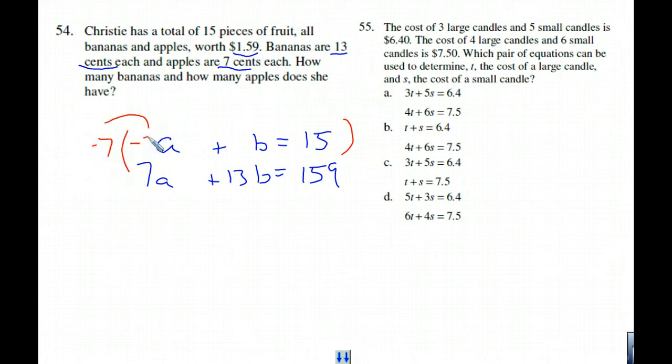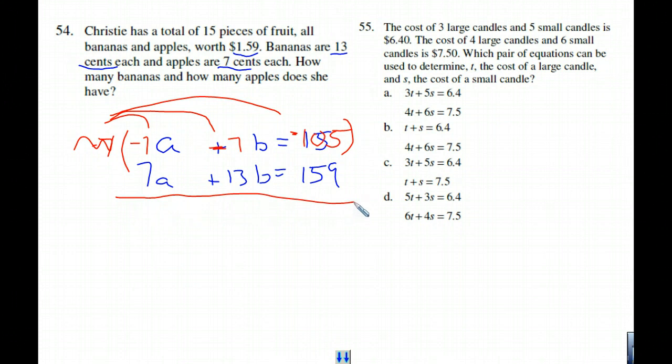If I multiply here, I'll get negative 7A, negative 7B, and 15 times 7 will equal 105, and it will be negative. Okay, and we add these up. We'll have 0 here, 13 minus 7 is 6B, and 159 minus 105 leaves us with 54. Divide both sides by 6, and we know there were 9 bananas total.